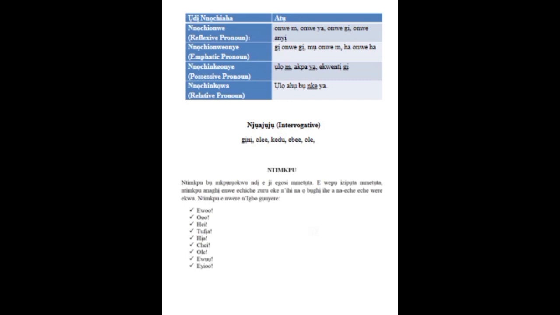We go over to ntimkpu. Ntimkpu is exclamation, interjection. You know that language is culture based. Just like the white man has ways of showing surprise and emotions, in Igbo we have our own. Just like your own local language has its own ways, you have your own way in Yoruba, Hausa, Igala, to show emotions, whether surprise, happiness, joy, sadness, or anger. In Igbo, we have ewo, oh, hey, che, ewo, eyo.